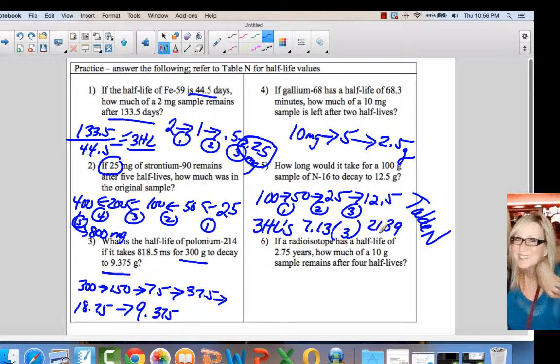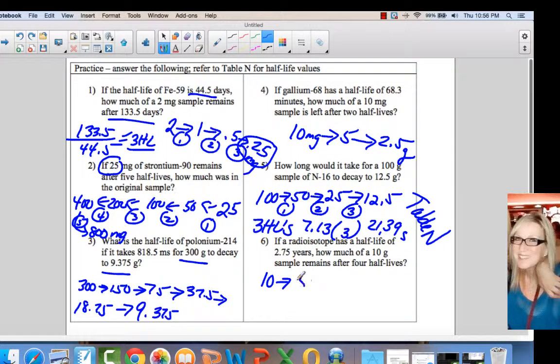So 7.13 seconds for 1 half-life times 3 is going to be 21.39. And that is going to be, what are the units for N16? Seconds. If a radioisotope has a half-life of 2.75 years, how much of a 10-gram sample remains after 4 half-lives?